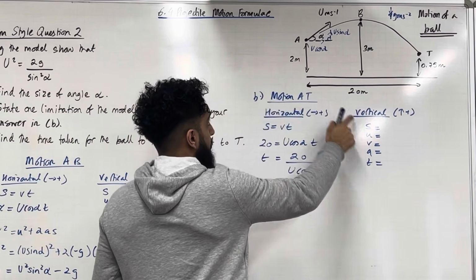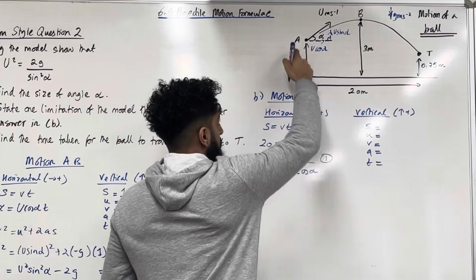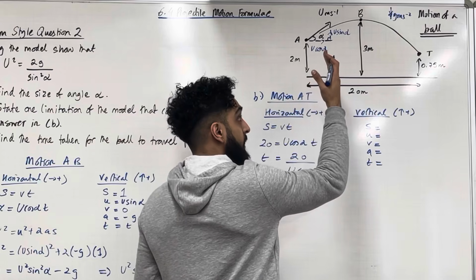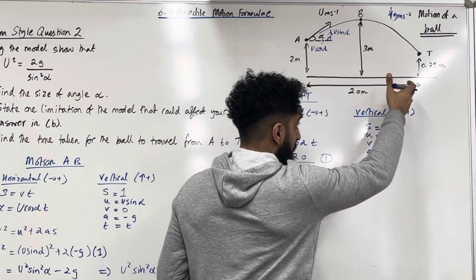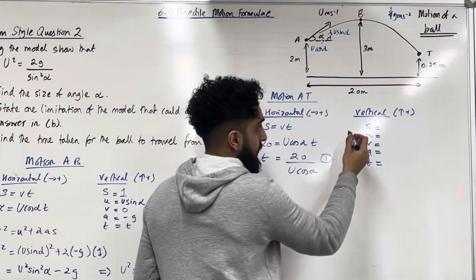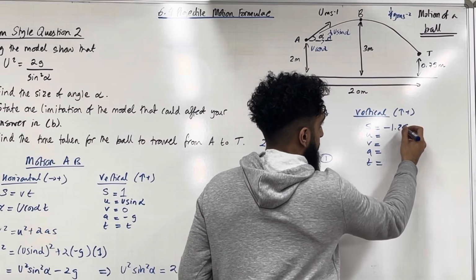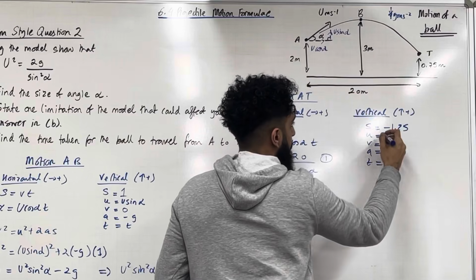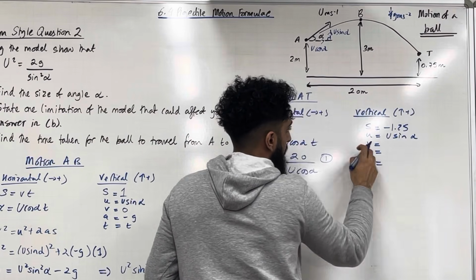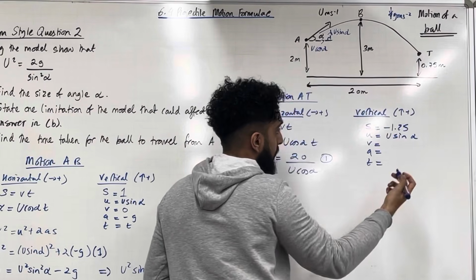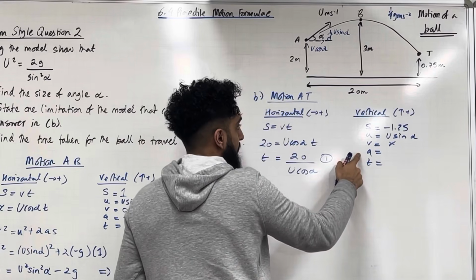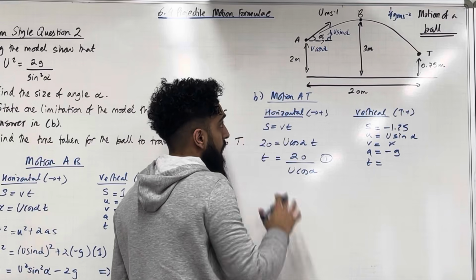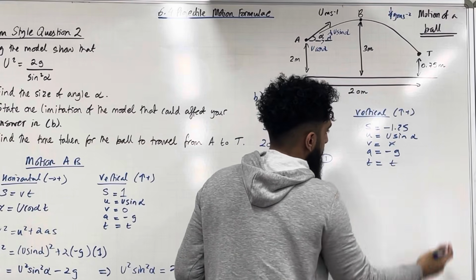The vertical displacement from A to T. To get that, we need to do 2 take away 0.75. That's 1.25. And because upwards is the positive direction and the ball travels downwards by 1.25, the displacement will be minus 1.25. The vertical initial velocity from A to T is u sine alpha. The final velocity at the point T, we don't know. We can just put an x there. The acceleration would just be minus g. And the time taken, we don't know. From A to T, we can just call it lowercase t.